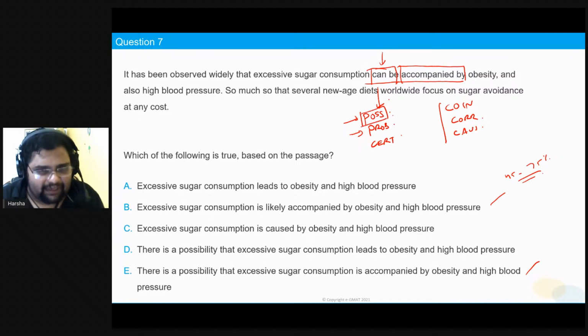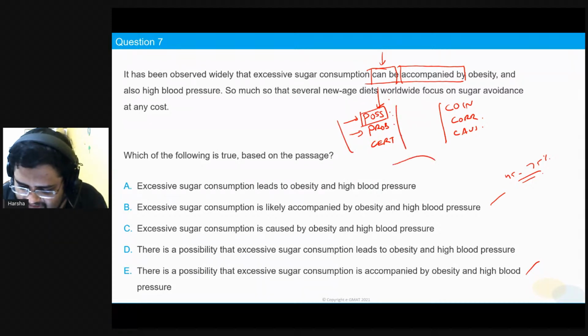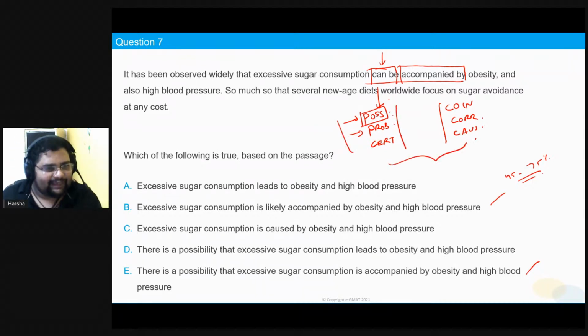So there is a possibility. That's what can be means, right? So excessive sugar consumption can be accompanied by high blood pressure. Possibility. You cannot even say probability. And definitely you cannot say certainty. Is this coming through? Just with these two questions, we discussed some very interesting concepts. If you keep track of all this, it's going to be very easy. So, which brings us to the option choices for this question.